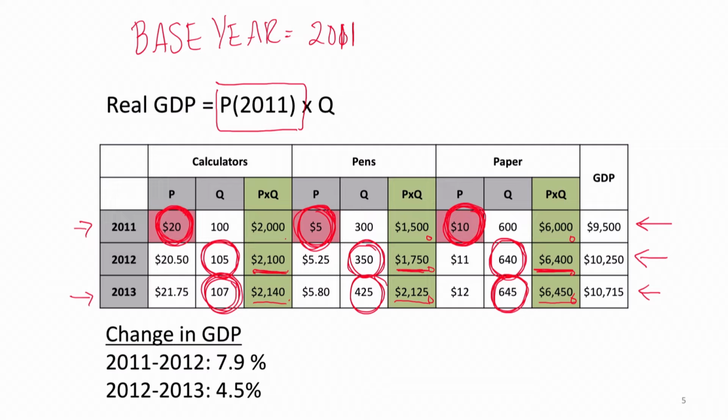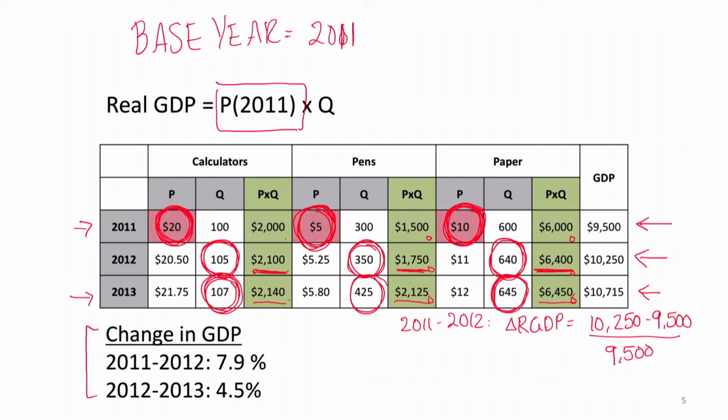Okay, now we can calculate the changes in real GDP. From 2011 to 2012, the change in real GDP is going to be 10,250 minus 9,500, divided by 9,500, times 100%. And that is going to give us a change in real GDP of 7.9%.